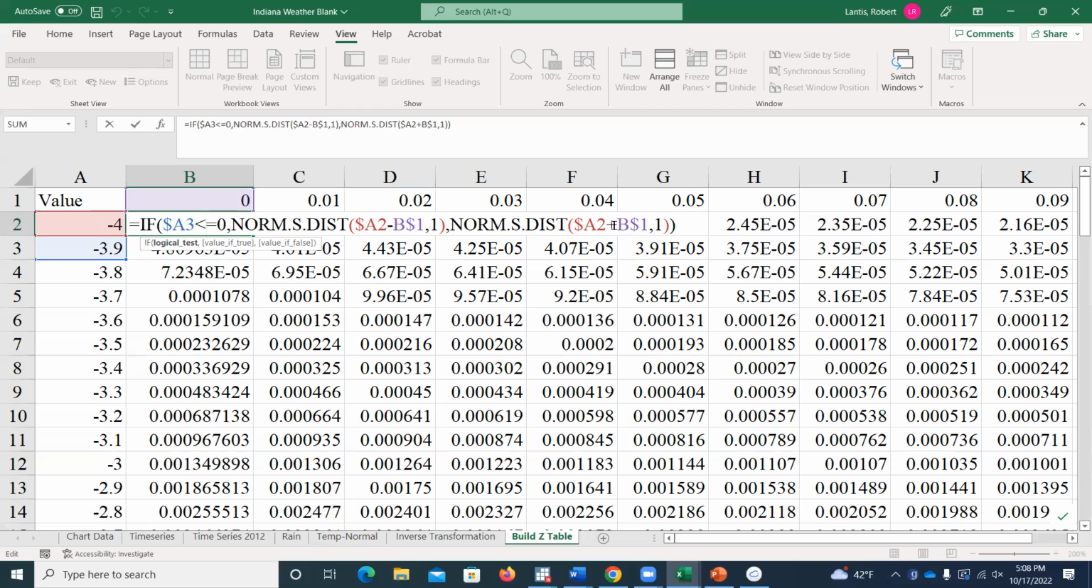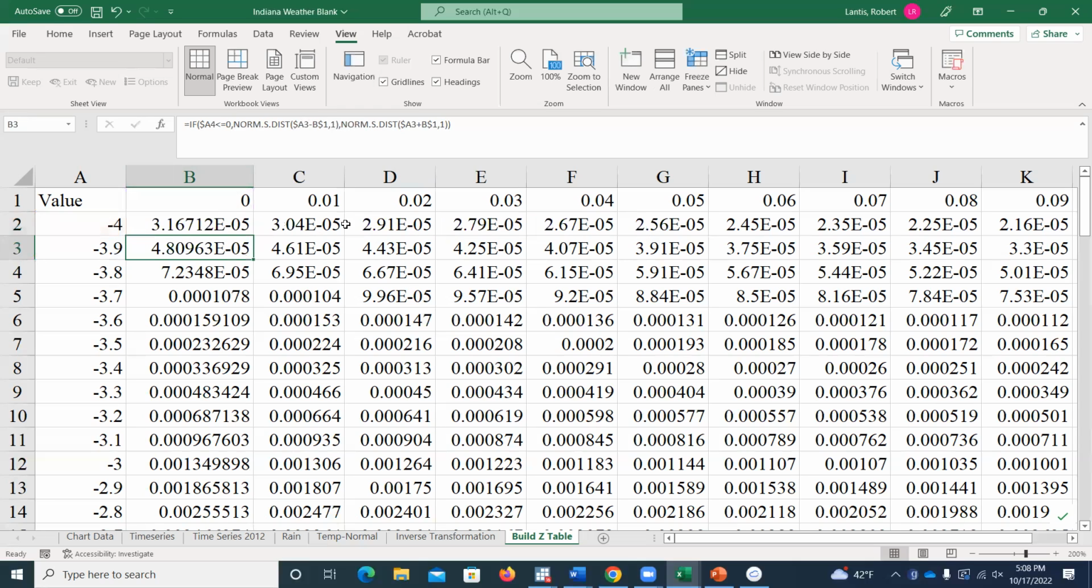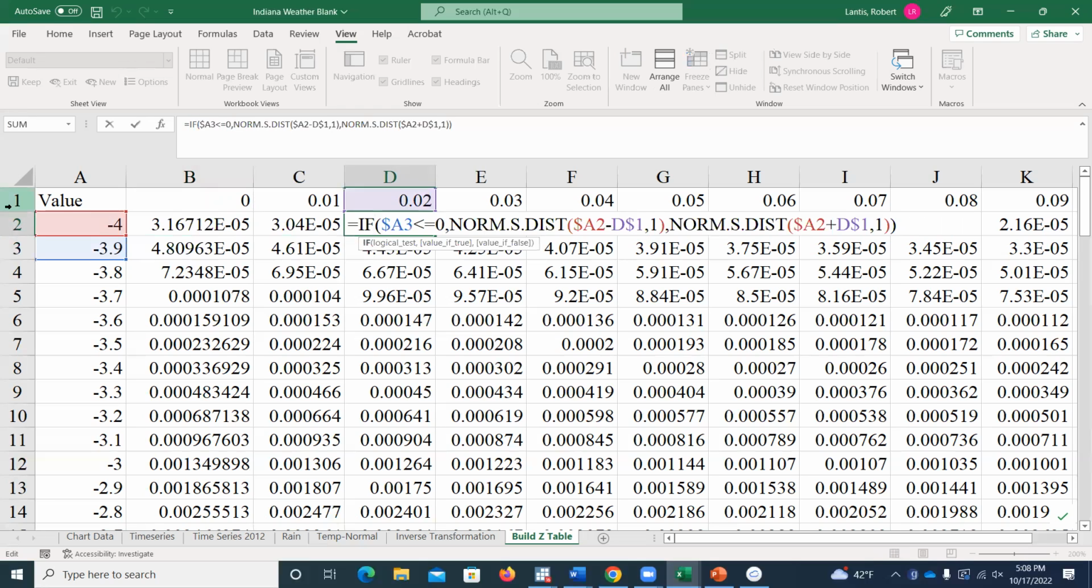But I'm adding those two values together and then throwing them into that norm.s.dist function. So this is going to return to me the probability of being -4 or anything below that. Now, notice here I froze that column heading, but not the row, so that when I copy this over, I'm still using the same first decimal value, right? But the second decimal value, because I didn't have that column reference frozen, it updated to my next column, right?